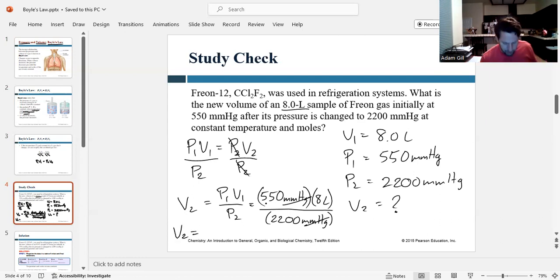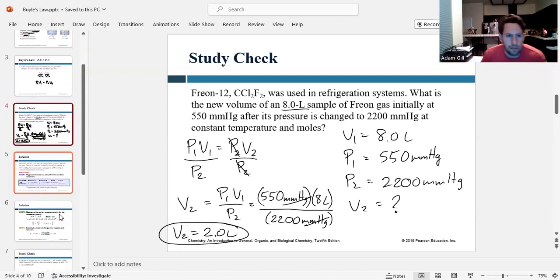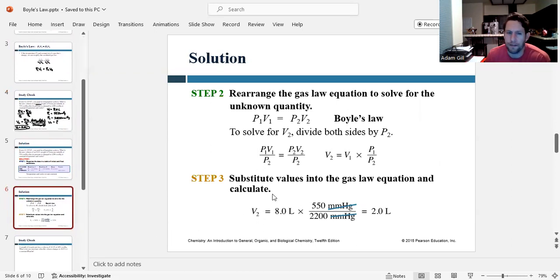So if we punch that into a calculator, 550 times 8 divided by 2200, I get 2 liters. And it looks like we did it right.